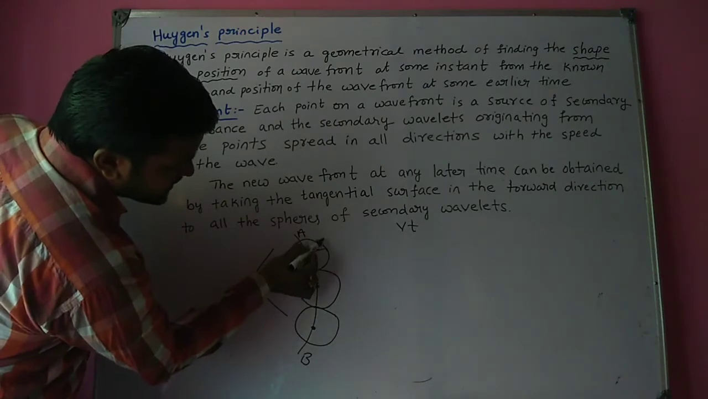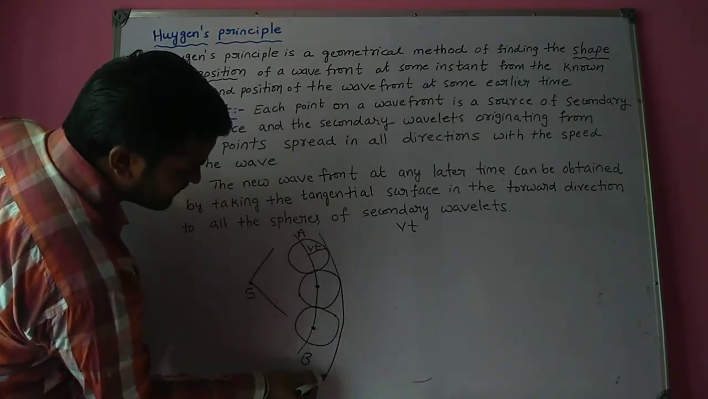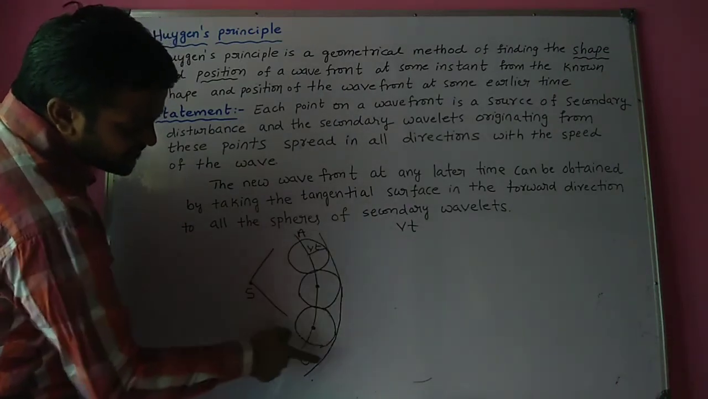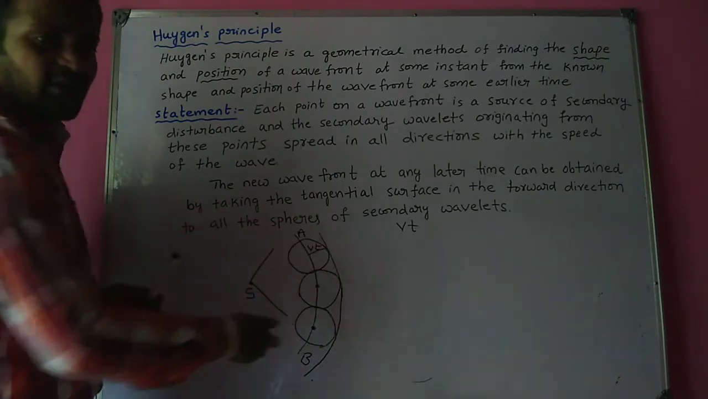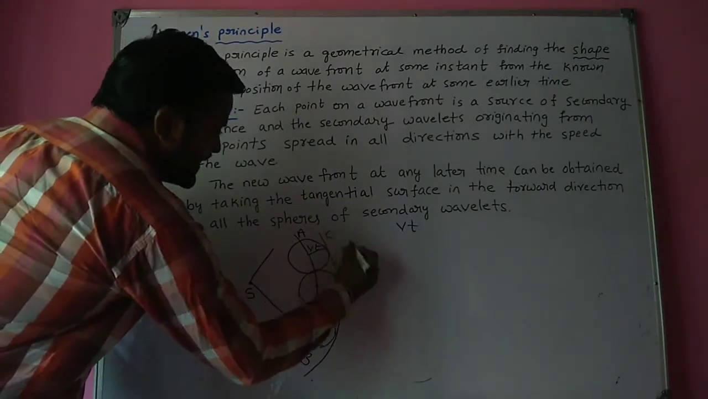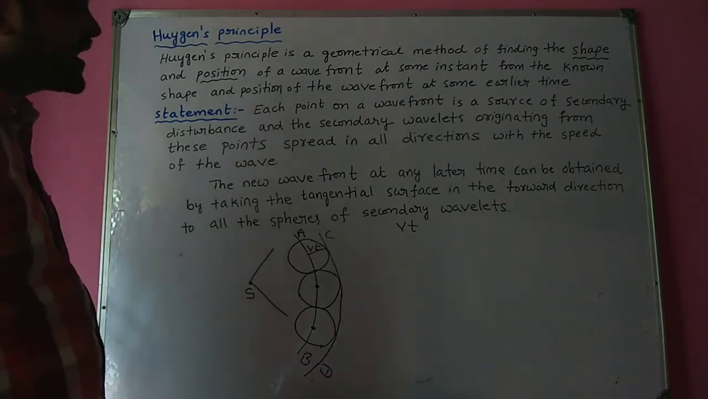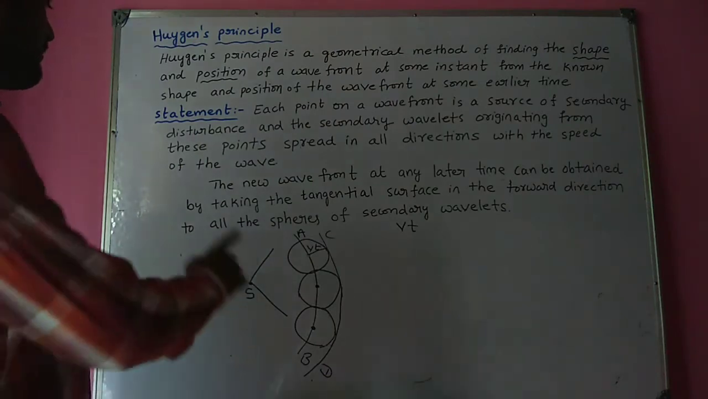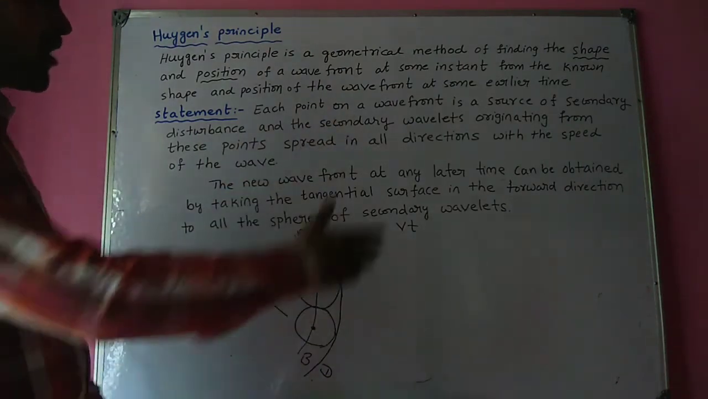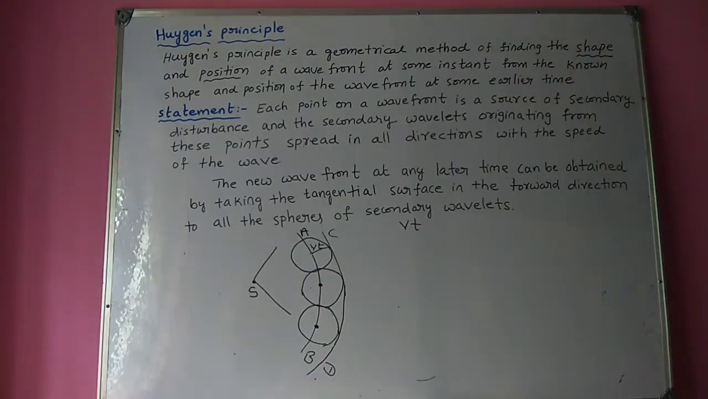Now, let us take the tangential surface. So, this is the tangential surface for these spheres of the secondary wavelets. This is the position of the new wavefront. CD is the position of the new wavefront. Like this, the new wavefront can be obtained at any later time by taking the tangential surface in the forward direction to all spheres of secondary wavelets.